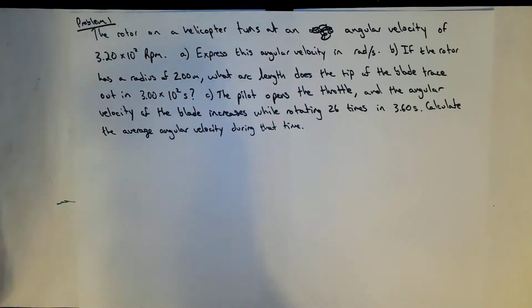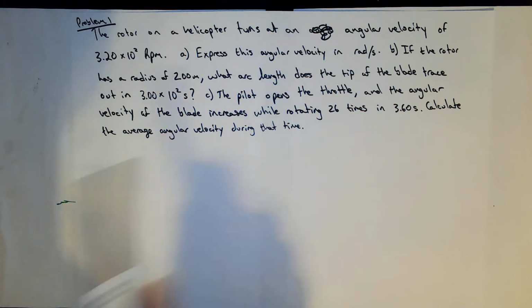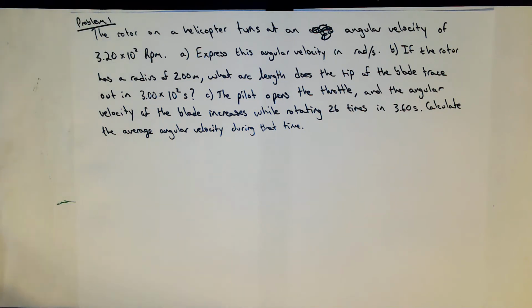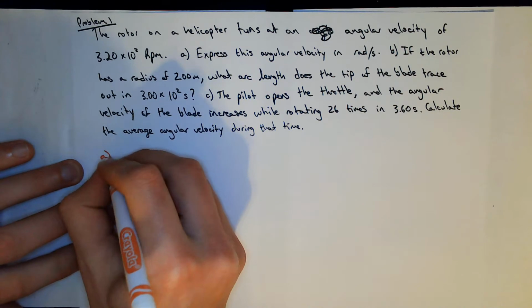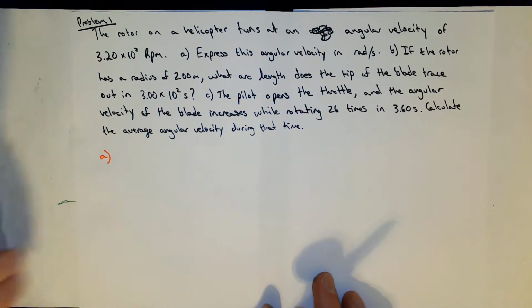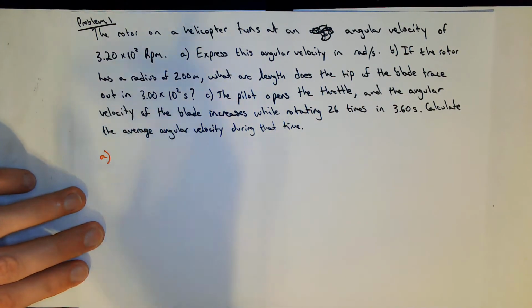Okay, so now for the problem. Okay, here it is. Problem 1 says the rotor on a helicopter, so the rotor is like the blades on a helicopter, turns at an angular velocity of 3.20 times 10 squared revolutions per minute. Part A says express this angular velocity in radians per second. Before we read the rest of it, let's just get this problem out of the way. Part A is the most straightforward, just unit conversion.